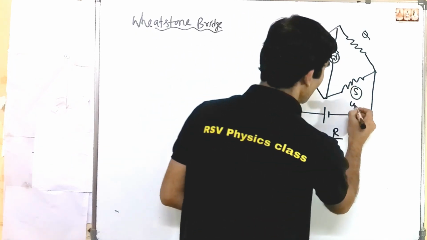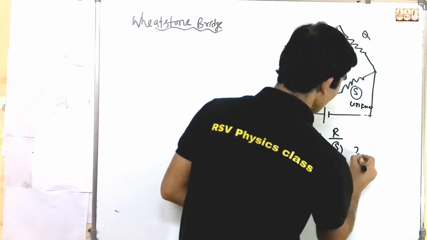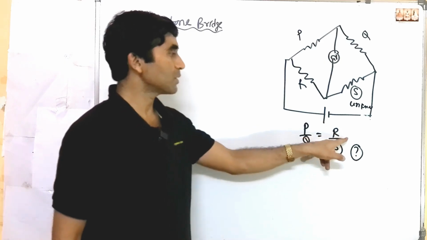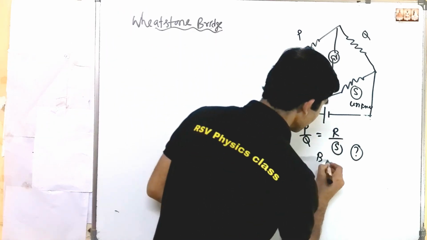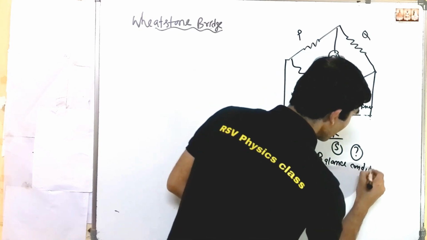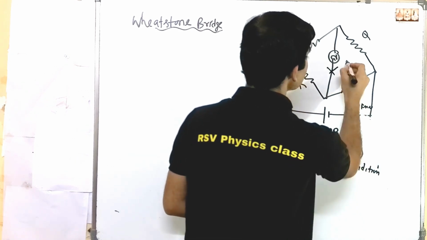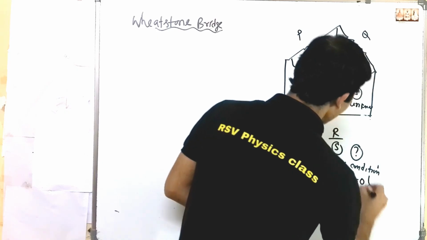This is unknown, and this unknown resistance you can find out. And in which condition? P by Q equal to R by S. This is called the balance condition. Balance condition means current will not pass through this, so current IG equal to 0.